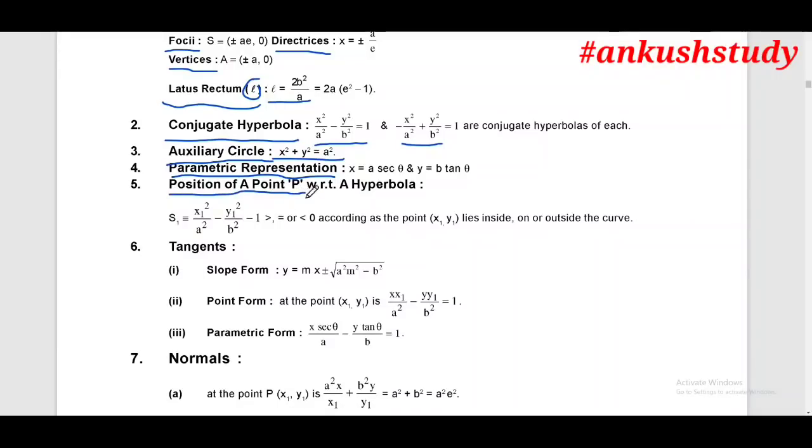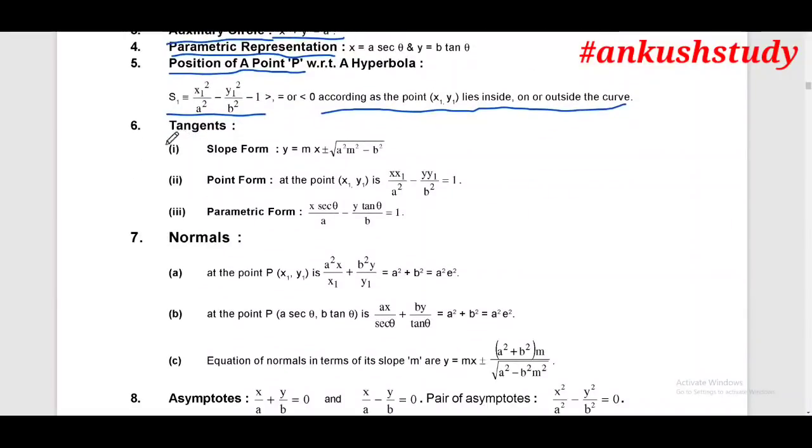Position of a point P with respect to a hyperbola. S1 is equal to x1 square upon a square minus y1 square upon b square minus 1, which is greater than, equal to, or less than 0, accordingly as the point x1 comma y1 lies inside, on, or outside the curve. Okay, these are the tangents: the slope form, the point form, and the parametric form.